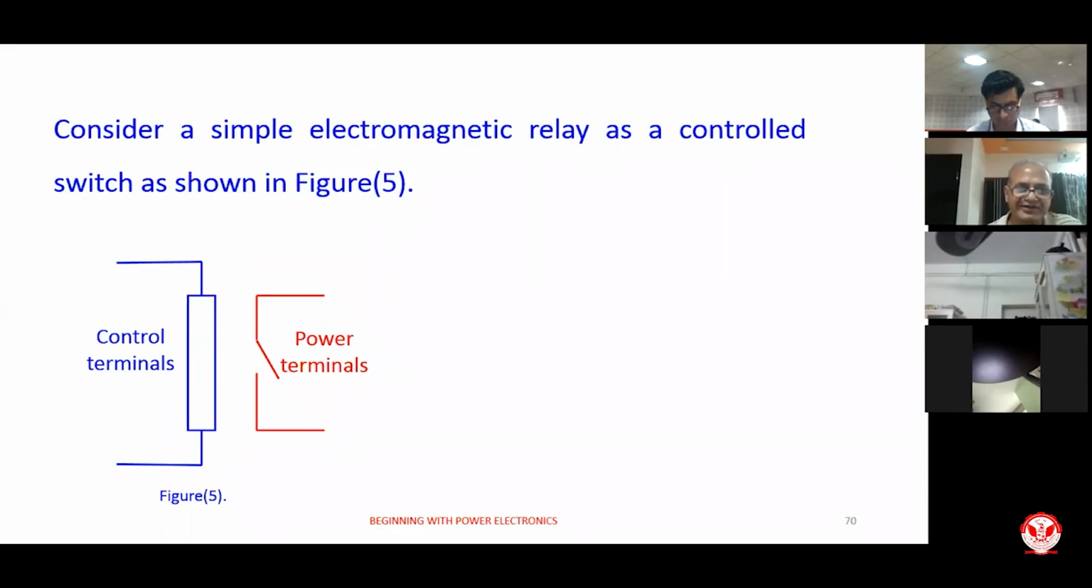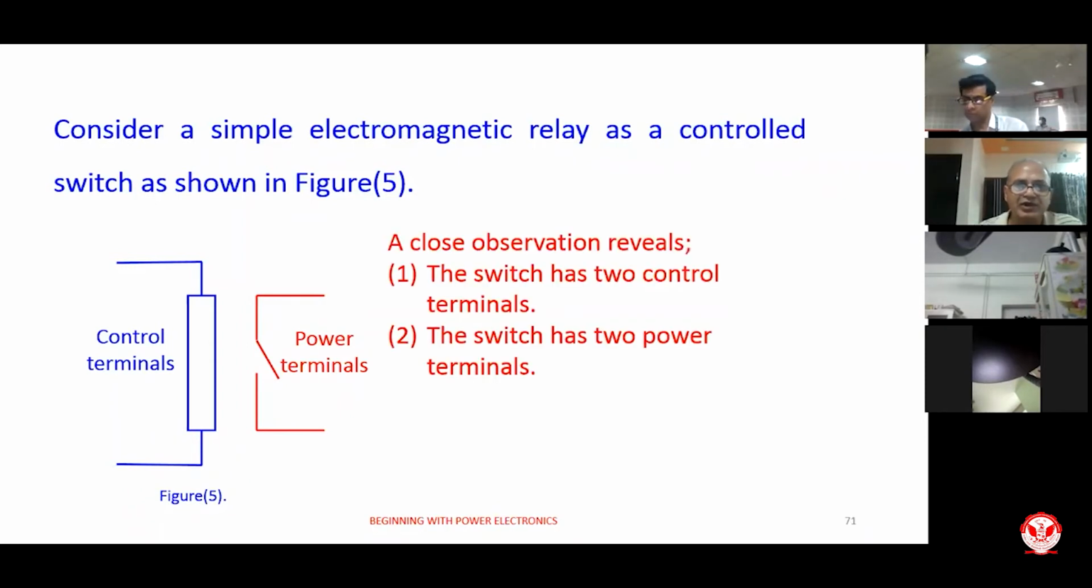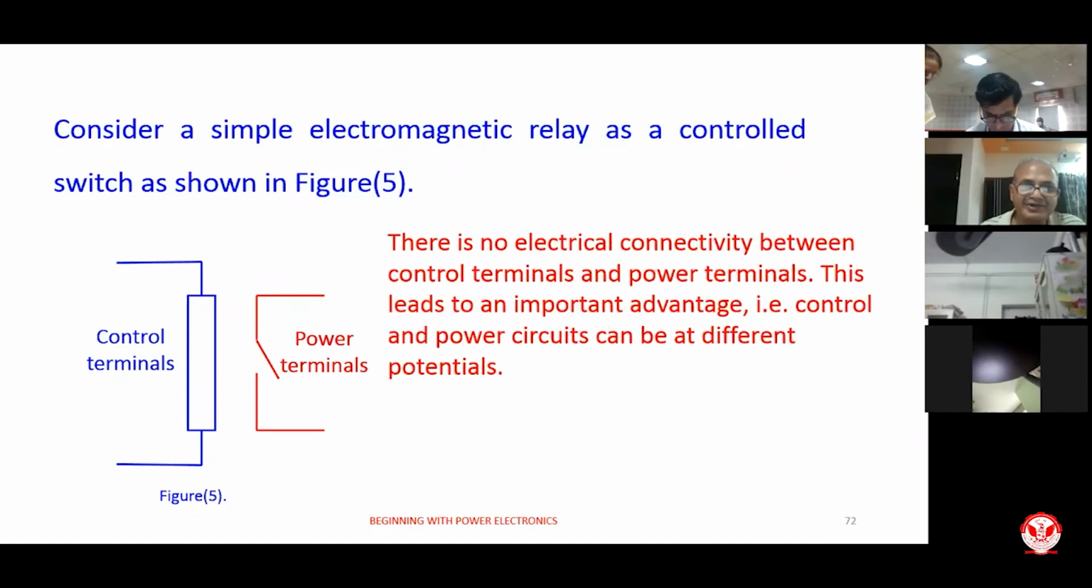So there are 2 electrical circuits which are independent of each other, control circuit and power circuit. If we count in terms of the terminals, then you have 2 control terminals and 2 power terminals. A very close observation reveals the switch has 2 control terminals and 2 power terminals. They are electrically isolated from each other. There is no electrical connectivity between control terminals and power terminals. This leads to an important advantage.